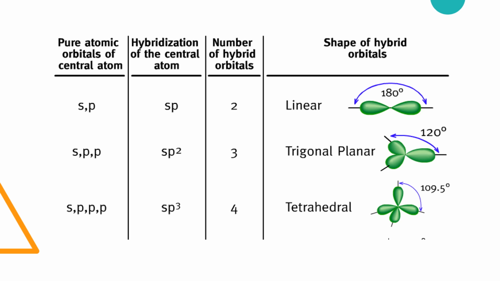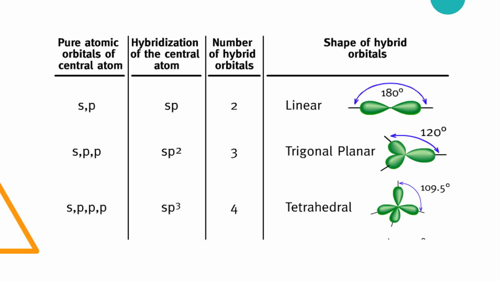In the second condition, sp2, that means there are 2 p. First, s is on the x-axis, and then we have 2px and then 2py. So combined these 2 p become p2, and we term it sp2. The number of hybrid orbitals here would be 3, and the shape is trigonal planar, like a triangle. The angle between them would be 120.